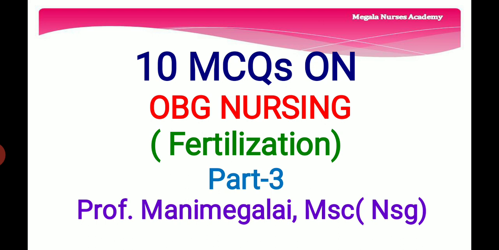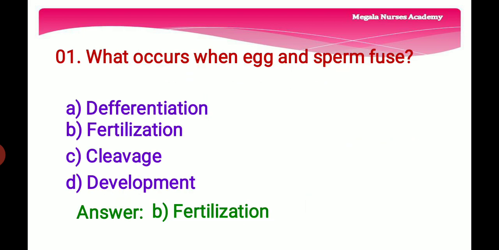Now we are going to discuss MCQs on OBG nursing part 3 from fertilization. First question, what occurs when egg and sperm fuse? Egg is a female reproductive cell and sperm is a male reproductive cell.